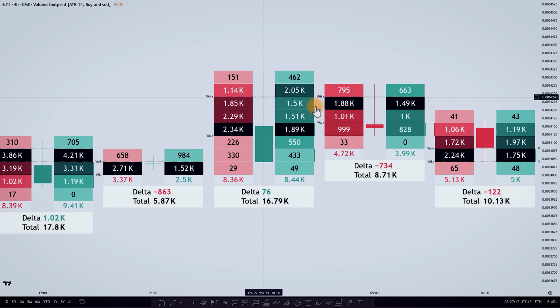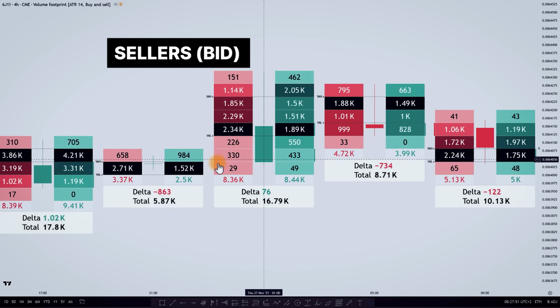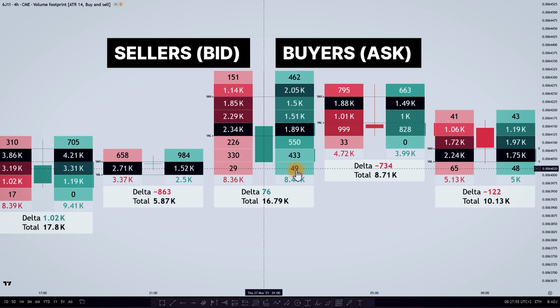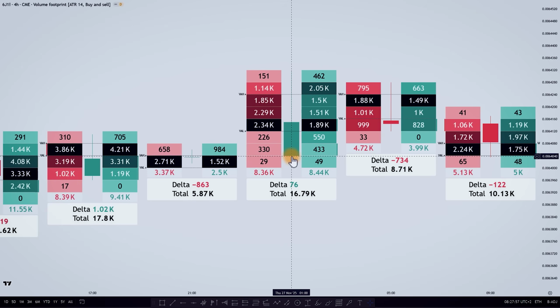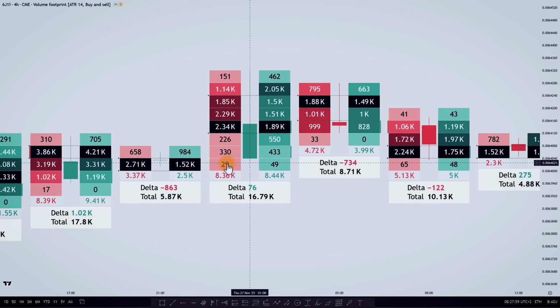Let me break down what you're actually looking at. When you open a footprint chart, you'll see two columns of numbers at each price level, left side and right side. Left side shows trades that hit the bid. These are sellers. Right side shows trades that hit the ask. These are buyers.